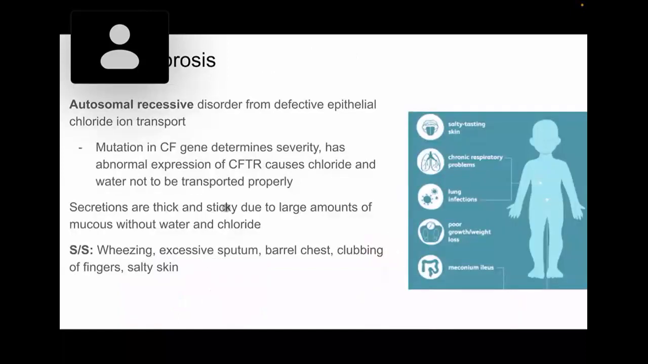Cystic fibrosis, flipping it back to our pediatrics. This is an autosomal recessive disorder, which is why it's not very common. However, this is quite severe and it does require lots of nursing care. These patients are going to have thick, salty secretions in their mucus that are going to get stuck. They're going to require lots of chest physiotherapy, some medications that help with the mucus and whatnot. But for our purposes, we really need to recognize our symptoms. They're going to have wheezing, lots of sputum, barrel chest, clubbing of the fingers, and salty skin.